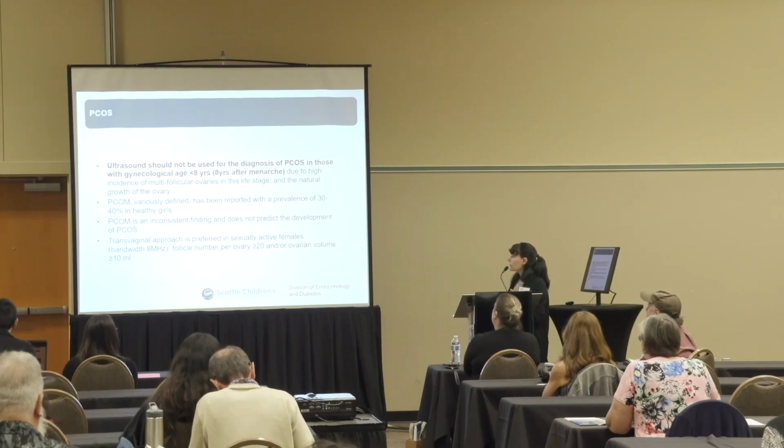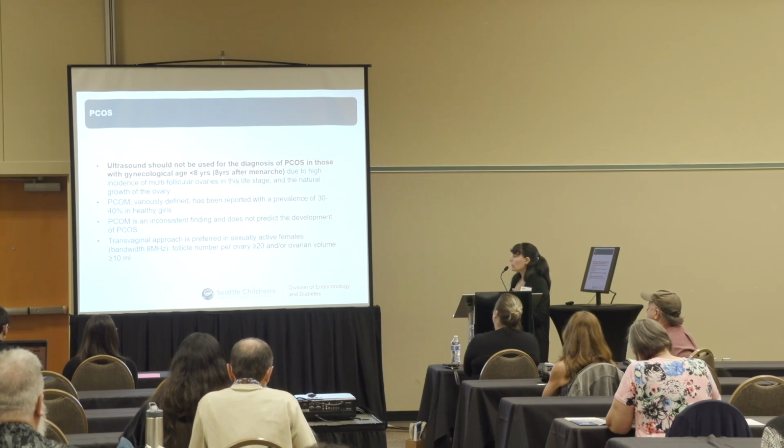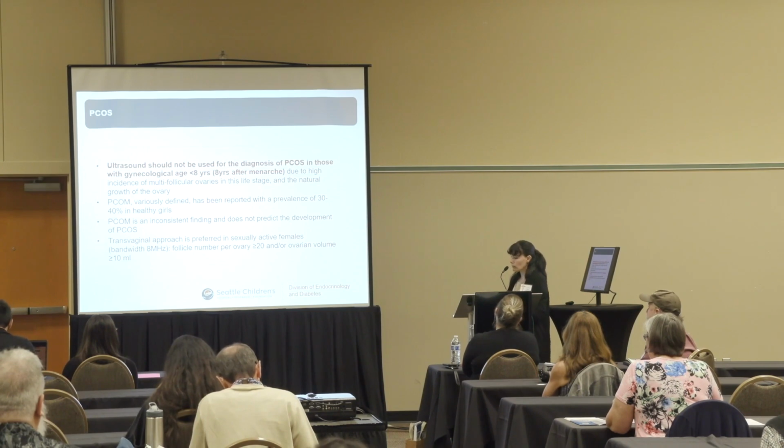Now, if we have somebody who is 21, is already sexually active, it is preferred to use a transvaginal approach, and we will be looking for a number of more than 20 follicles and an ovarian volume of more than 10.